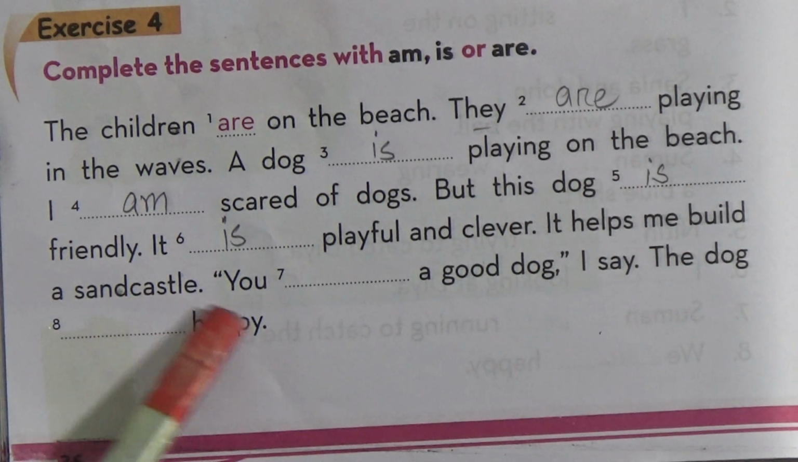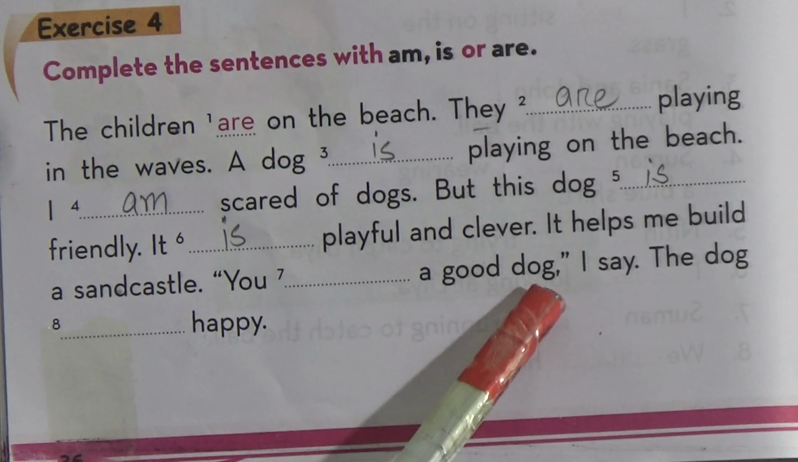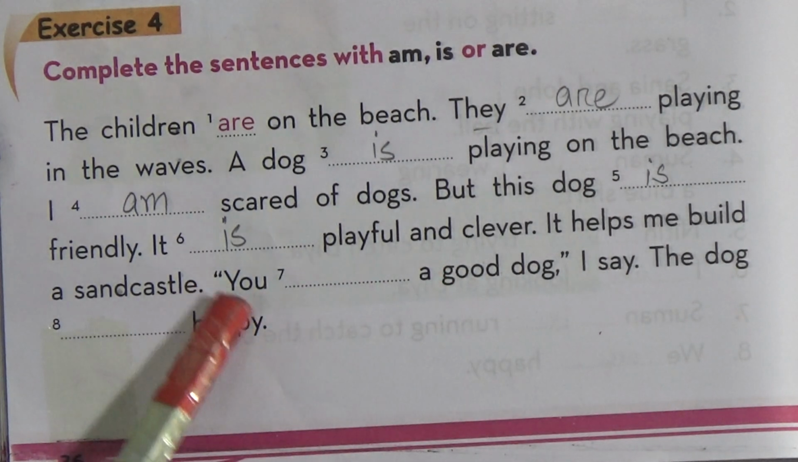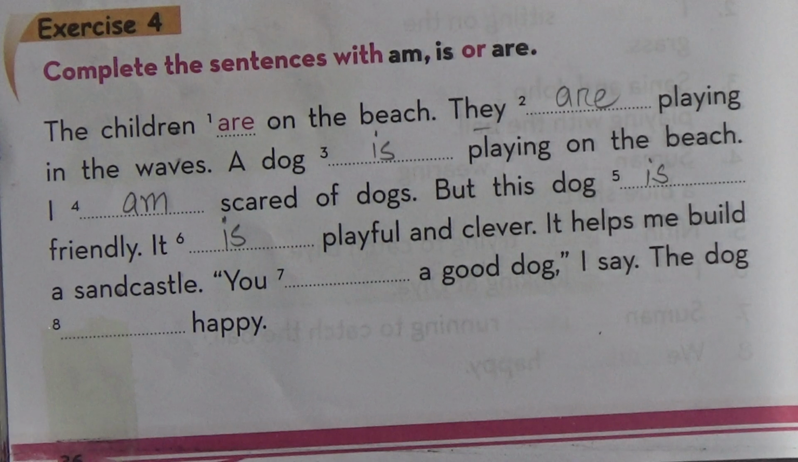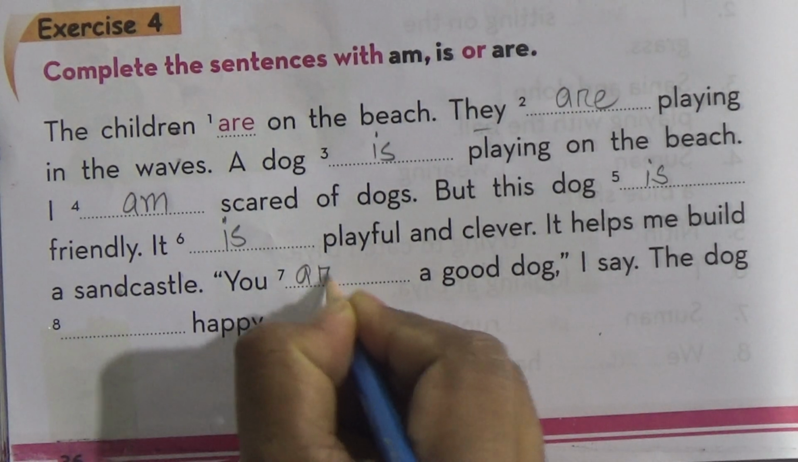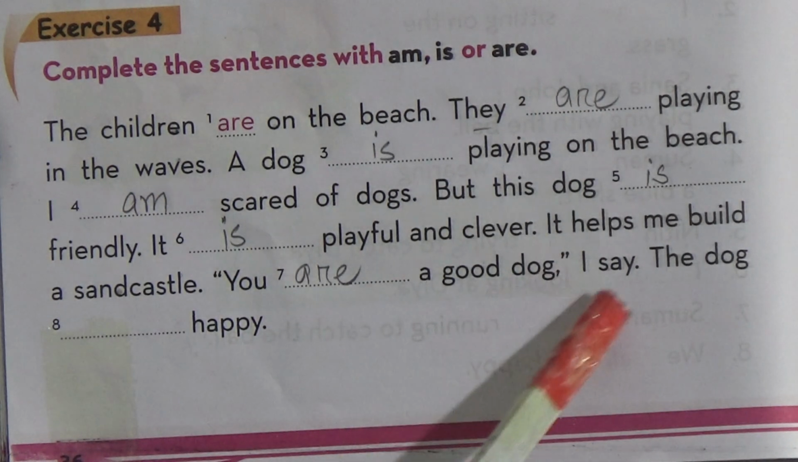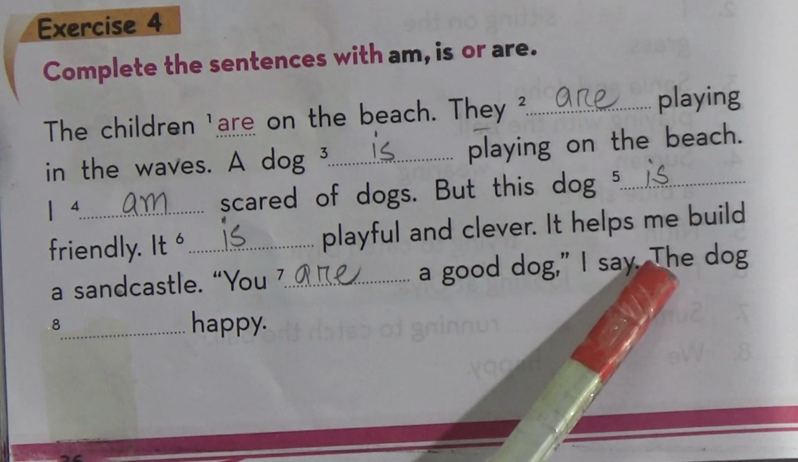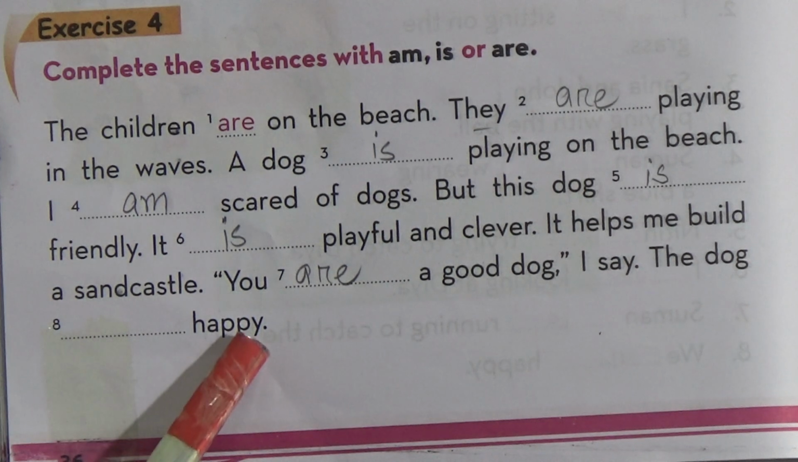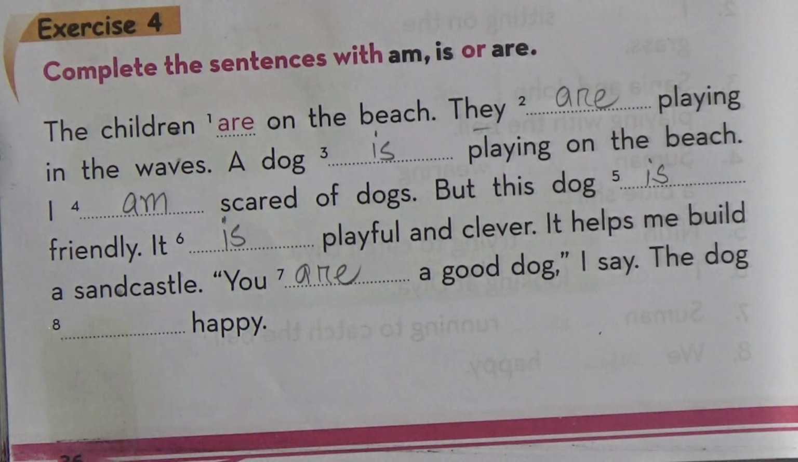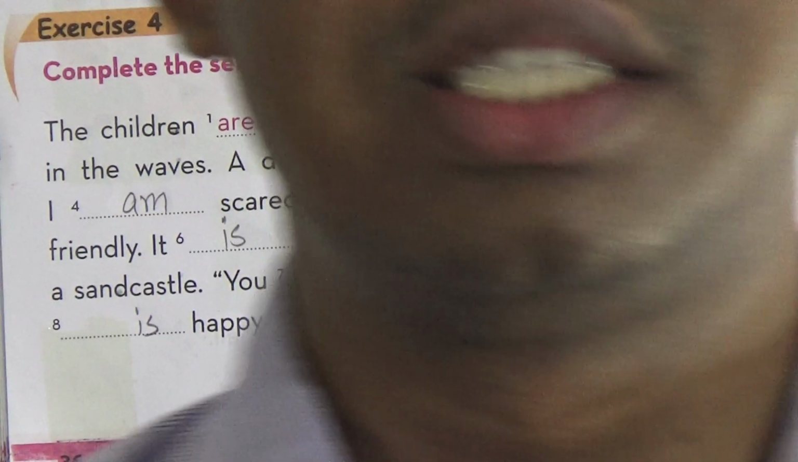You are a good dog. You, for the case of you and plural subject, we have to use are. You are a good dog. I say, the dog is happy. The dog is singular. So for the case of singular, we have to use is. The dog is happy. Dear friends, this is all about today's class.